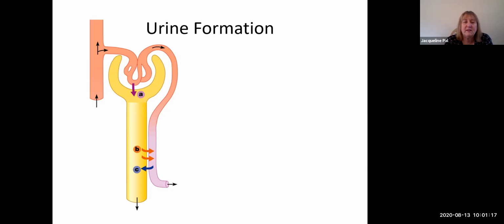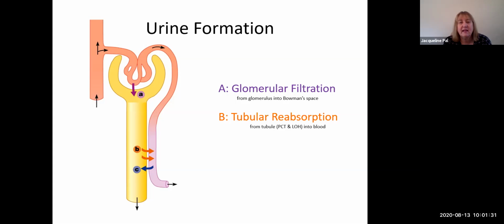So the 3 steps of urine formation, the first one is glomerular filtration, which obviously occurs when the glomerulus filters fluid into Bowman's space. Pretty straightforward. The second step is called tubular reabsorption. Now, this kind of confuses students because when they look at this, they think, oh, stuff's going into the tubule, when in fact, that's not what it means. What it means is stuff that is in the tubule is being reabsorbed back into the bloodstream. So it's leaving the tubule, specifically proximal convoluted tubule and loop of Henle is where tubular reabsorption occurs.